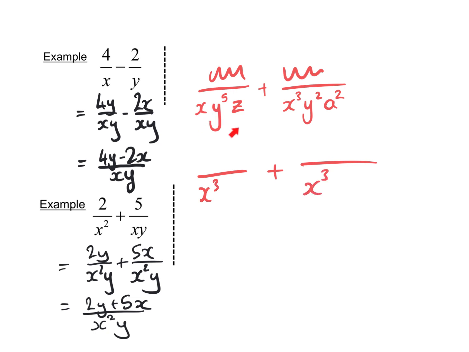I've got y to the 5 and y squared. Because it needs to be divisible by at least y to the 5, I'm going to have the y to the 5 at the bottom there, and that'll take care of both of them. So again, we're just taking the higher power of the two. So that's y to the 5.